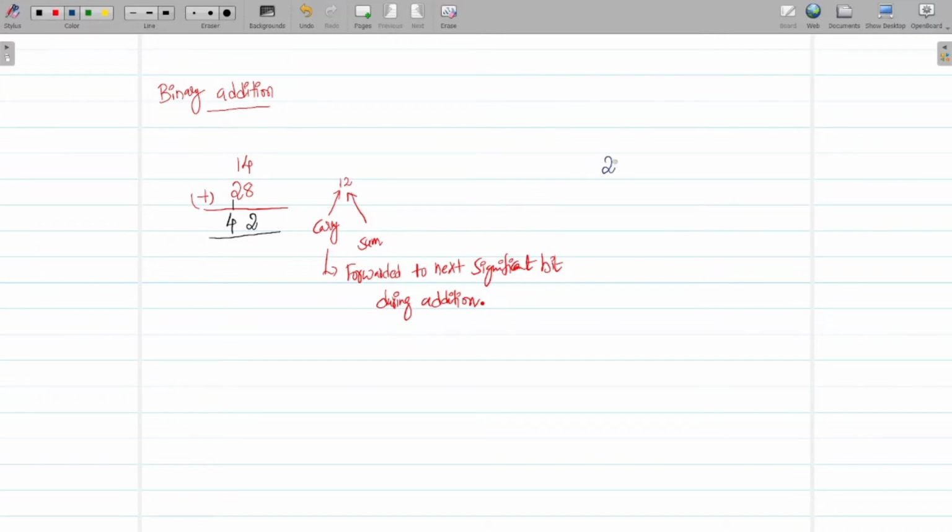24 plus 98. I want to perform the addition of these two numbers. 4 plus 8 is 12. In this 12, 1 is carry and 2 is sum. Hence I am writing 2 here, and carrying 1. Now 1 plus 9 is 10, 10 plus 2 is 12. Again we are getting 12. In this 12 also 1 is carry, 2 is sum. Hence the addition is 122.